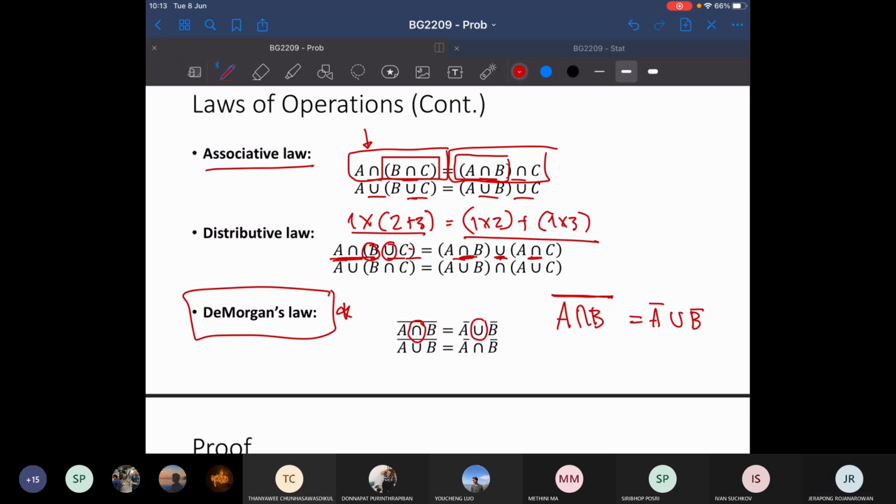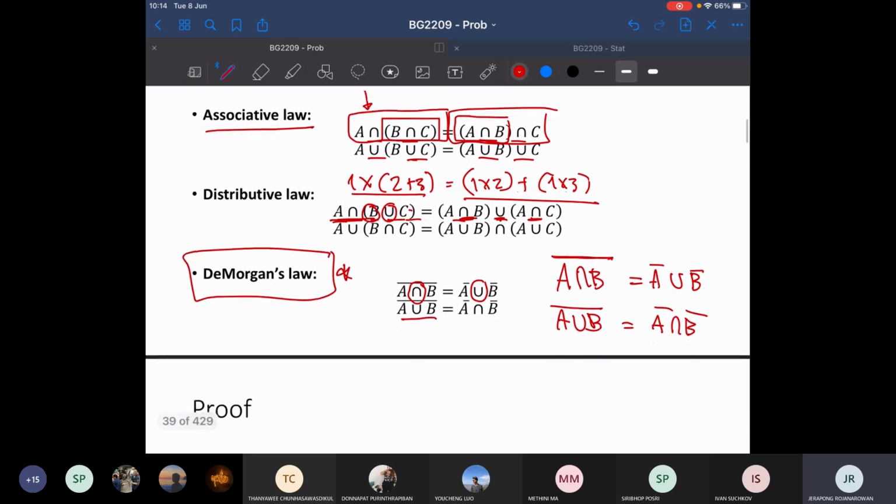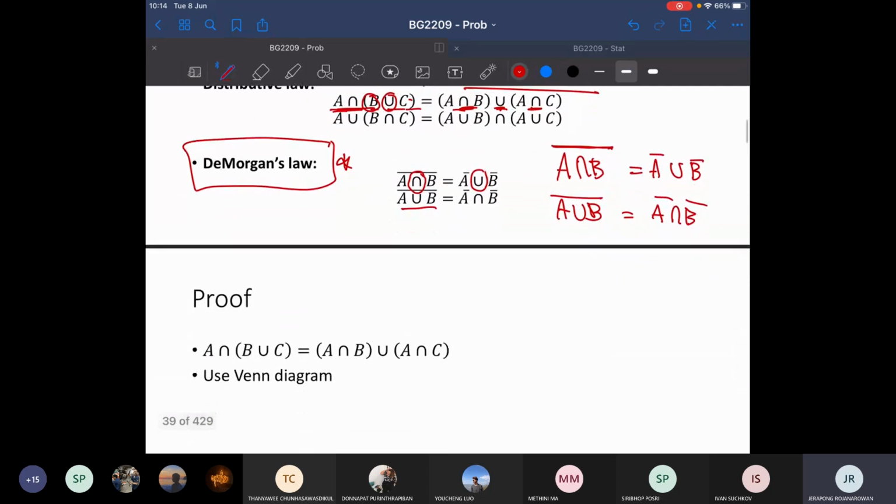The same thing: if you have A union B, the whole thing bar, it's going to become A bar intersect B bar. You're going to see the use maybe next time. We'll look at how to use this later, you will definitely use it, it's useful.